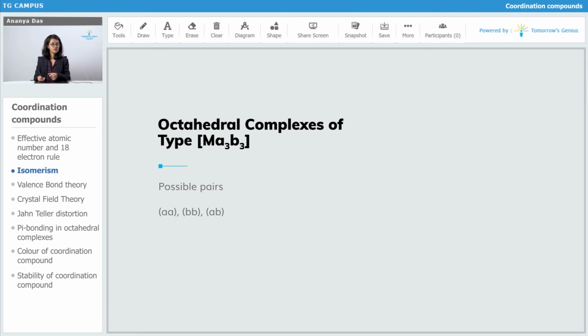This is the next possible pair in this. A strands to B, B strands to B, A strands to B. A strands to A, B strands to B. This is also optically inactive. So there are two geometrical isomers, and both of them are optically inactive. But for the complex Ma3B3, these geometrical isomers have a different name.